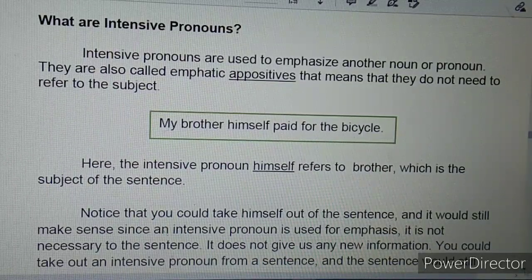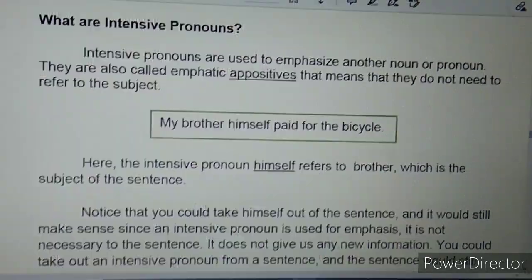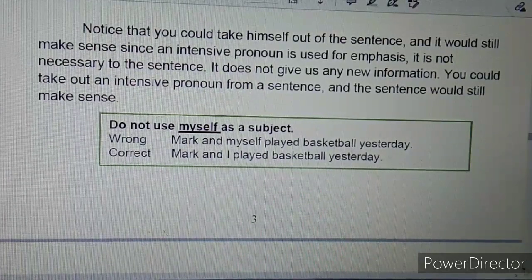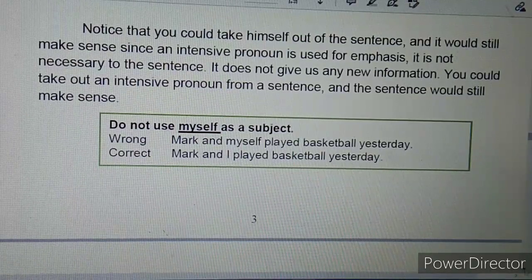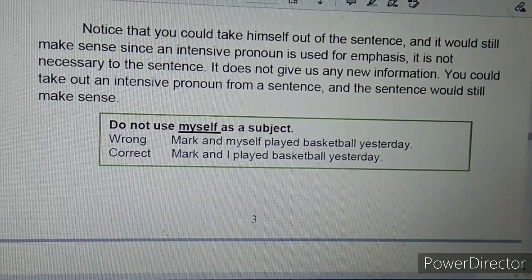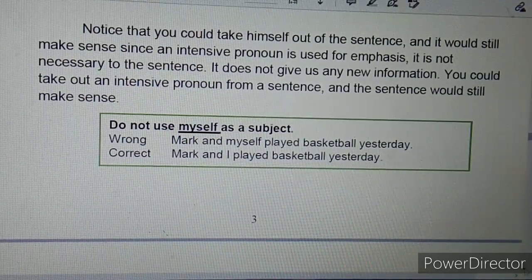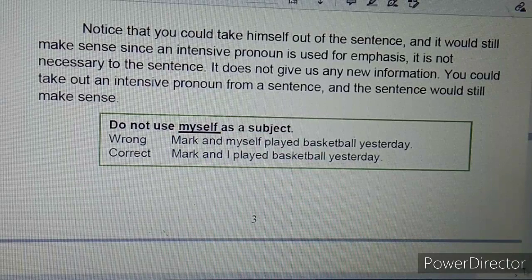Example, my brother himself paid for the bicycle. Here, the intensive pronoun himself refers to brother, which is the subject of the sentence. Notice that you could take himself out of the sentence and it would still make sense since an intensive pronoun is used for emphasis. Again, an intensive pronoun is used for emphasis. It is not necessary to the sentence. It does not give us any new information. And you could take out an intensive pronoun from a sentence and the sentence would still make sense.